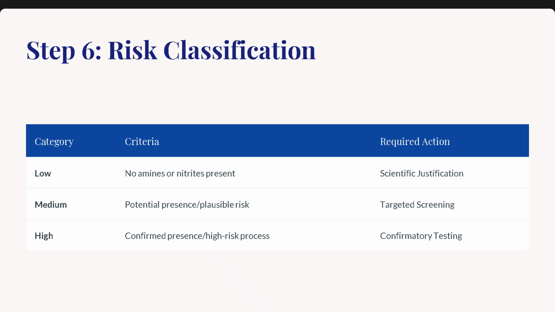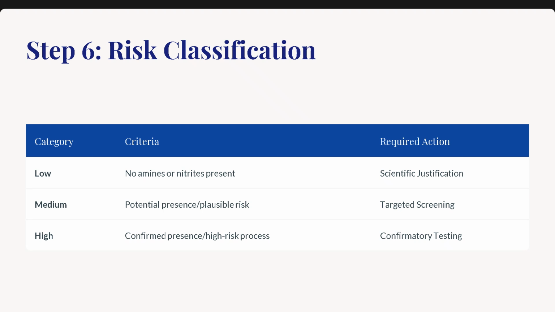After evaluating all sources, the next step is risk classification. This helps determine what action is required. If no amines or nitrites are present, the product is classified as low risk. In this case, scientific justification is sufficient. If there is potential presence, the product is medium risk. Here, targeted screening is required.